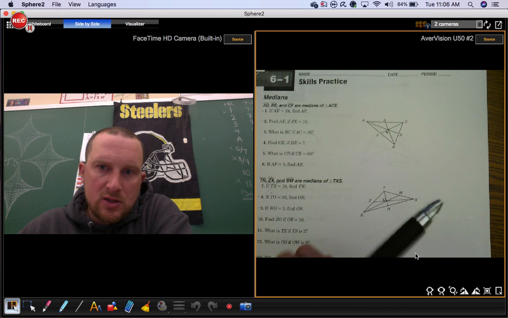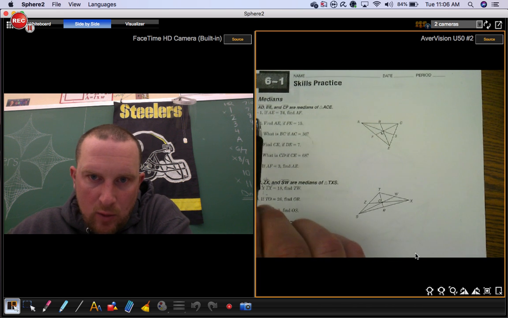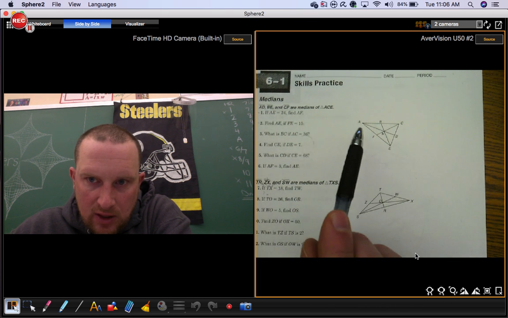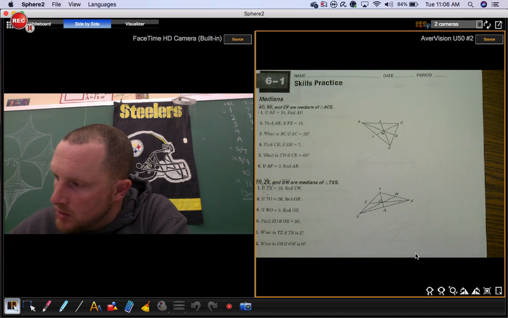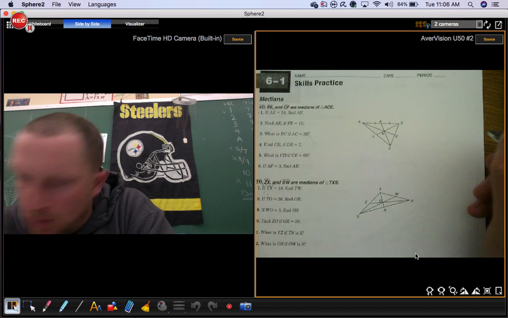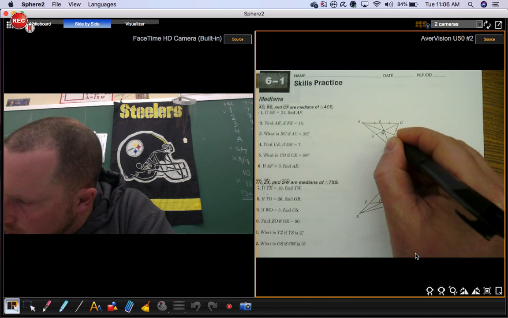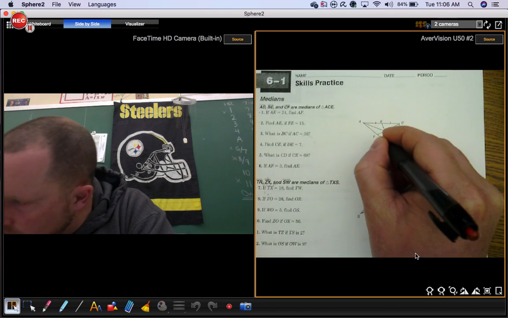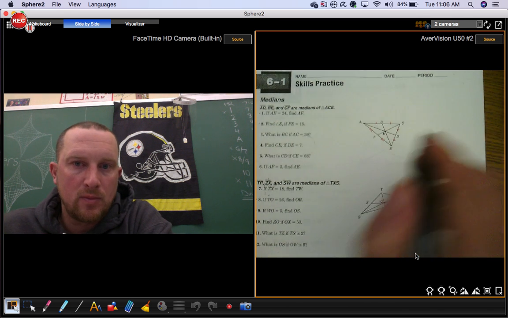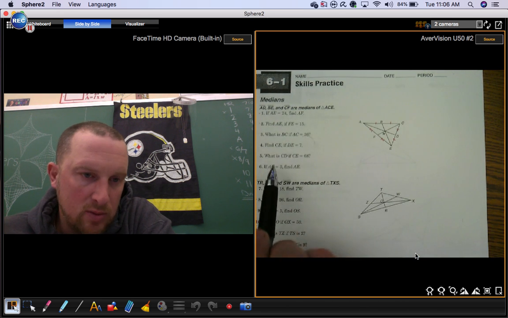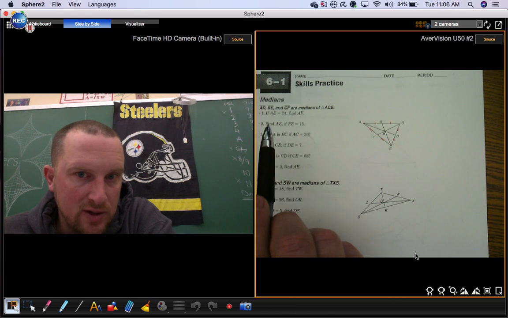Okay, so in this triangle, ACE, we have three medians. Segment AD, segment BE, and segment CF. So what you know is those are the same, those are the same, and these are the same. So all of these problems are very, very similar. We're going to do numbers 1 and 2 together.